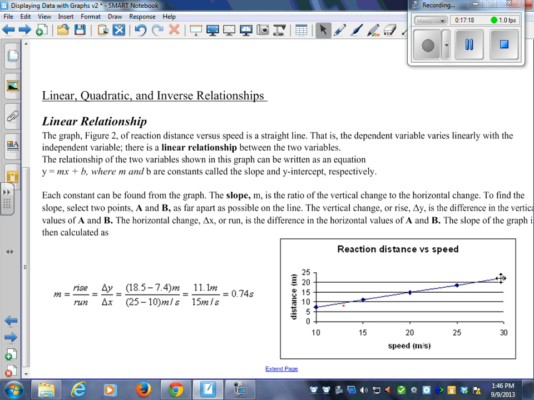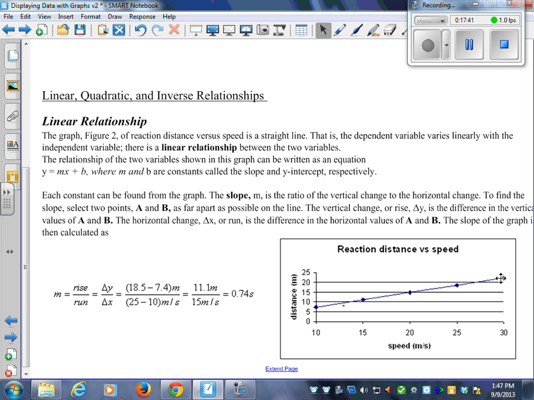Each constant can be found from the graph. The slope m is the ratio of the vertical change and the horizontal change. You guys probably heard rise over run, that kind of stuff, right? To find the slope, select 2 points A and B as far apart as possible on the line. The vertical change or rise, delta y, is the difference in the vertical values of A and B. The horizontal change, delta x, or the run, is the difference in the horizontal values of A and B. The slope of the graph can then be calculated as.